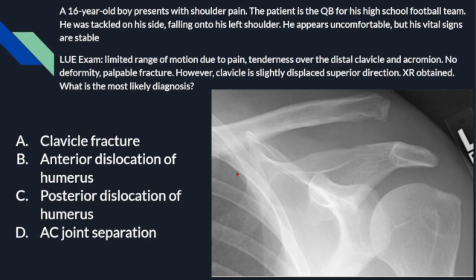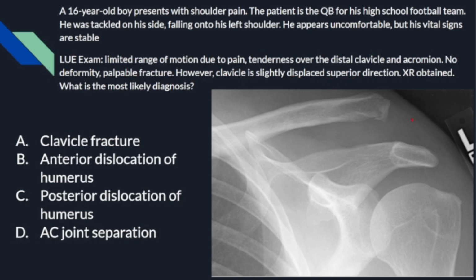So a 16-year-old boy presents with right shoulder pain. He's a quarterback for his high school football team. He was tackled, falling onto his left shoulder. He appears very uncomfortable, but he is stable. His left upper extremity exam has limited range of motion due to pain. He's tender over the distal clavicle and acromion with no obvious deformity or palpable fracture. However, his clavicle is slightly displaced superiorly.